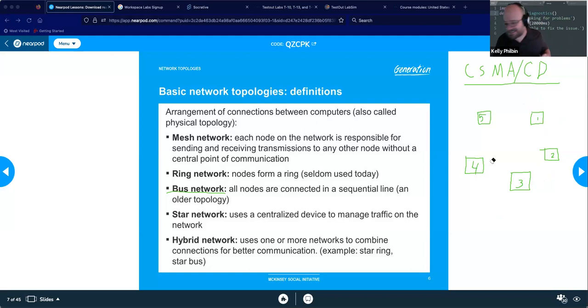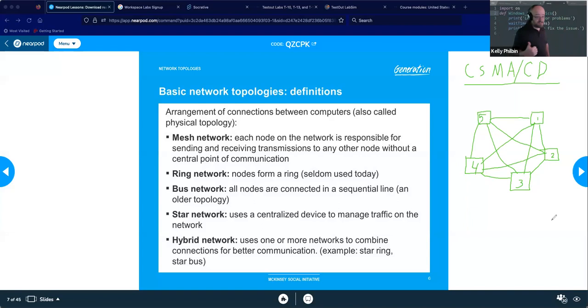Okay, so after the ring, I'm going to jump around a little bit. I'm going to go to the mesh network first. And the mesh network connects every computer to every other computer. So every computer is connected to every other computer in the network.